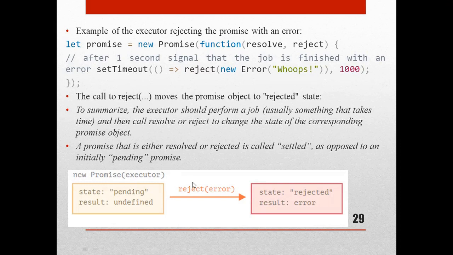Here you can see the state changes. Whenever we create a new promise, the executor's initial state is pending and the result is undefined. After the reject callback is called, the executor is rejecting the promise with an error, then the state changes to rejected and the result is error.